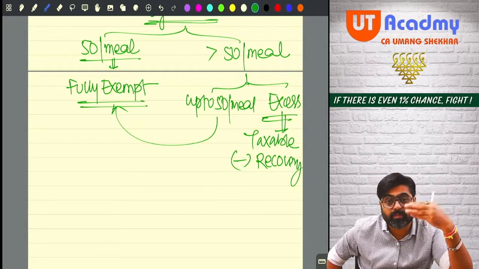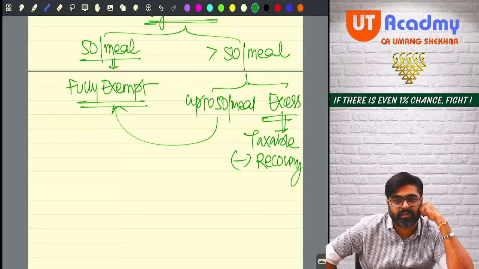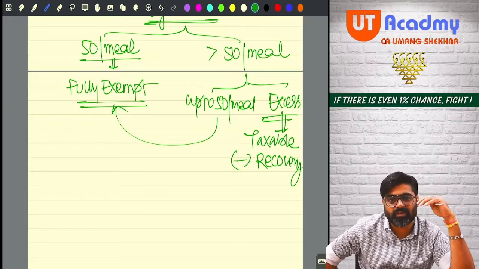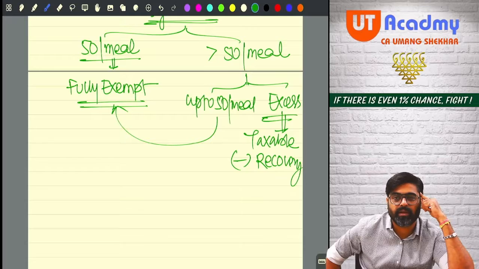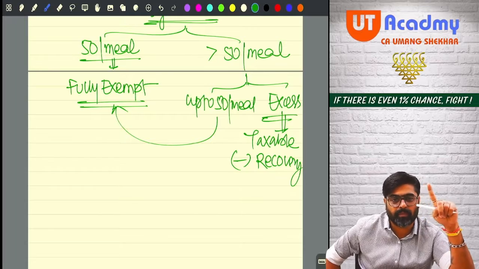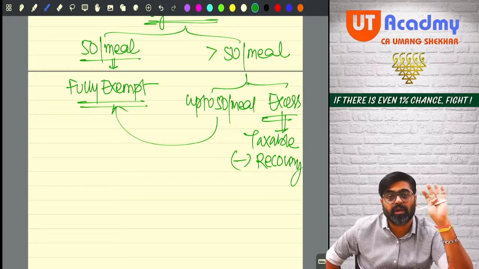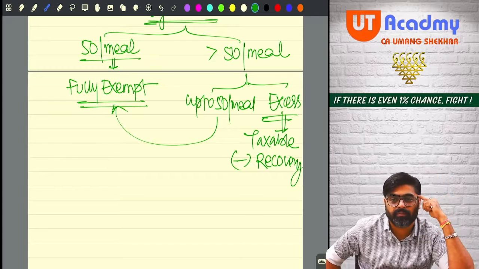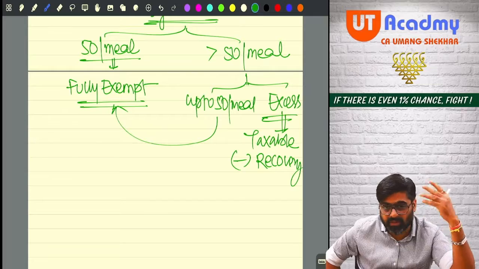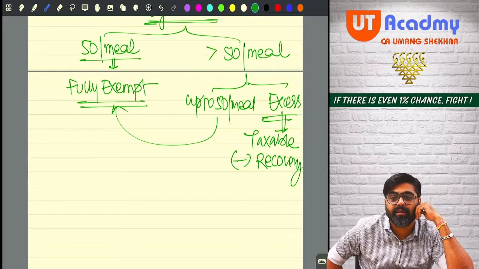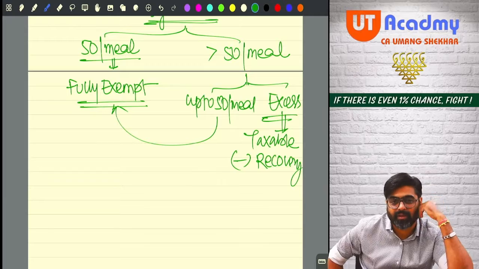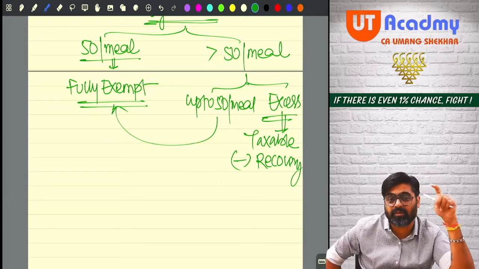Multiplied by the number of meals, like this. How many meals are provided in the previous year? So if the question says 225 meals of this type were provided, then the 10 rupee per meal final taxable benefit is multiplied by 225. So the total taxable value will be 2250. But if the question does not specify how many such meals were provided in a year by the employer, then you will have to make an assumption.